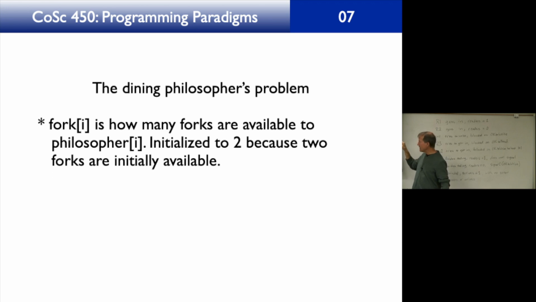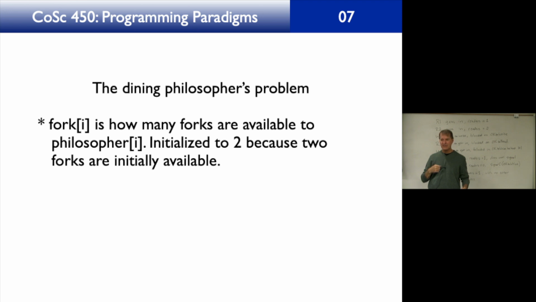And the meaning of fork sub i, it's unfortunate that he gave this the same name, fork. We should have called it something else. But now, in this particular problem, fork sub i is how many forks are available to philosopher sub i. So you see, if I'm sitting here, and there's a fork to my left and a fork to my right that are available, then fork sub i is 2.